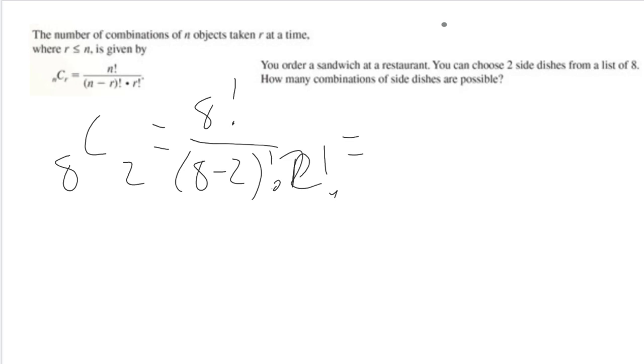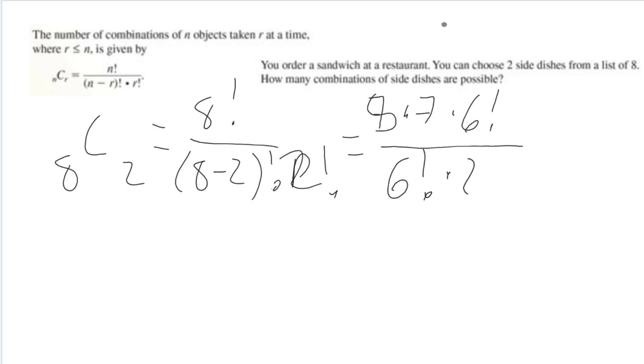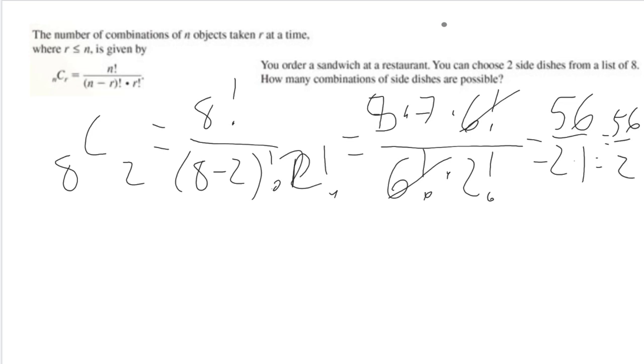So that means 8 times 7 times 6 factorial. I should keep going, but on the bottom, I have 8 minus 2, which is 6 factorial, times 2 factorial. The factorials cross off, and then I have 8 times 7, which is 56, over 2 factorial, which is 2 times 1, or 2. So I have 56 over 2, or 28 different combinations of the 2 dishes that I could get of the 8.